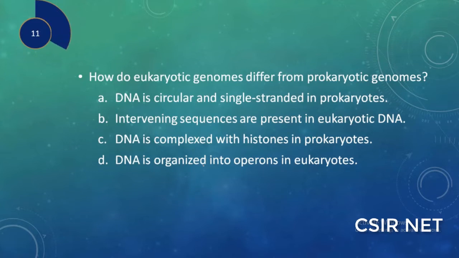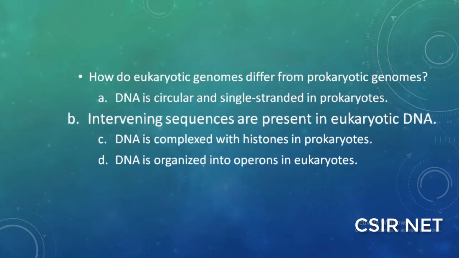Read carefully and answer the question. What is the difference between the eukaryote and prokaryote genome? You have four options and the answer is B, intervening sequences are present in eukaryotic DNA. These intervening sequences are not present in the prokaryote DNA. Now the next question.